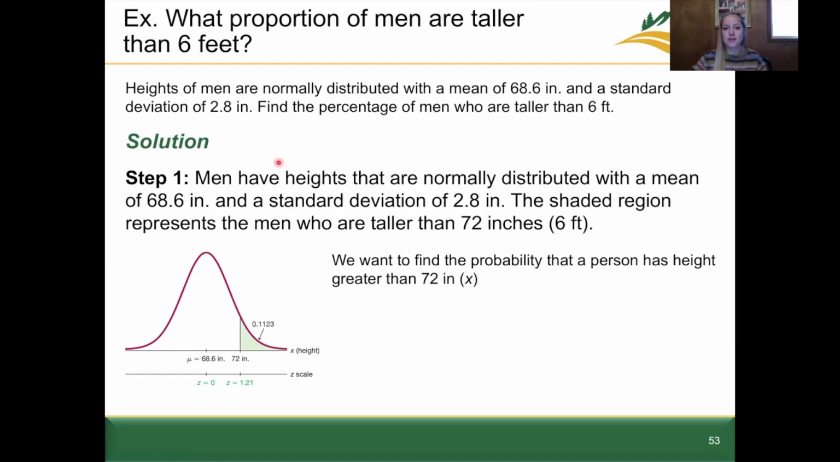So for our solution, regardless of using Excel or using table A2, we want to draw out this curve and shade in the proper region. So reading through this question, if men have heights that are normally distributed, we can draw a curve like this. It's symmetric and it's bell-shaped. Once we have the outline of the curve drawn, we can denote our mean value here. So mu is 68.6 inches.